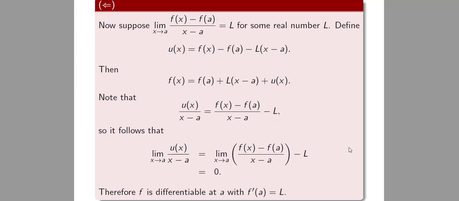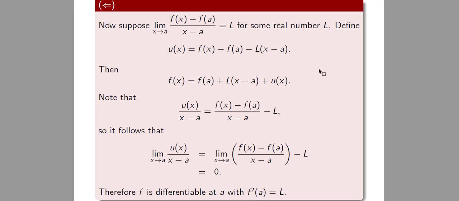Now let's take it the other direction. Suppose that we do have the limit as x approaches a of f of x minus f of a over x minus a equal to L for some real number L. Define u of x to be f of x minus f of a minus L times x minus a. So we're just taking here the difference between f of x and the line f of a plus L times x minus a. So the difference between f and its approximating line.